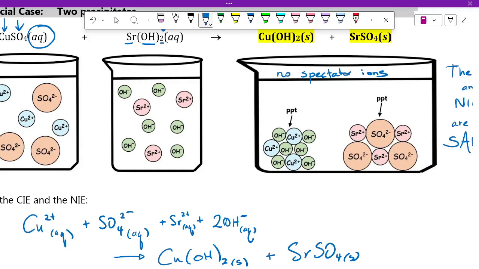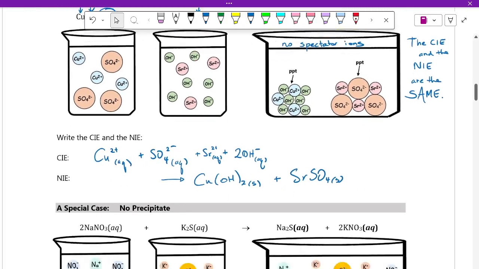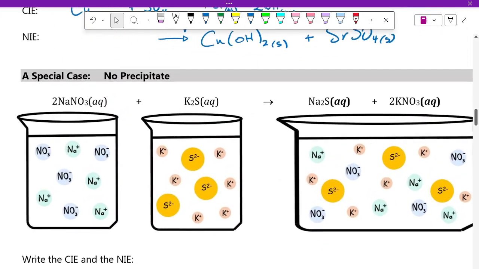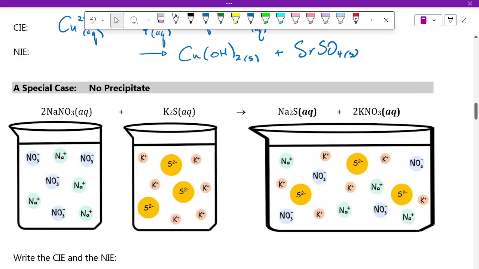It goes to completion because precipitation reactions go to completion. Yes. But if none of them precipitate, if they were all aqueous, would it be an equilibrium or no? A special case, no precipitate.